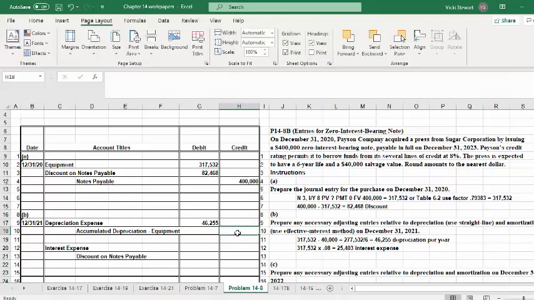So we would debit depreciation expense for $46,255 and credit accumulated depreciation for the same amount. We would debit interest expense for $25,403 and we would credit the discount on the notes for the same amount.